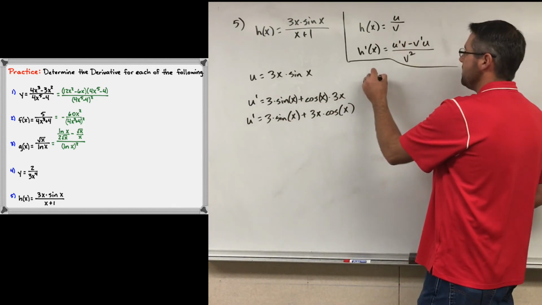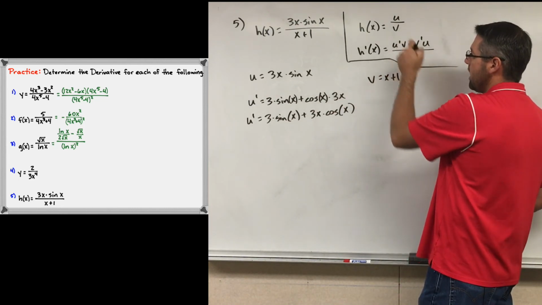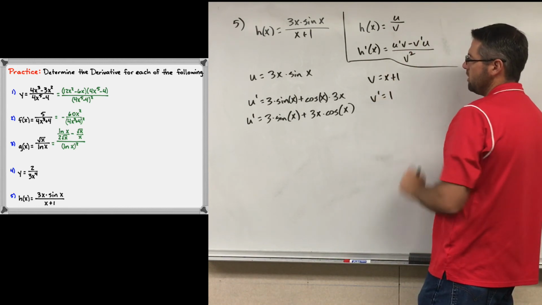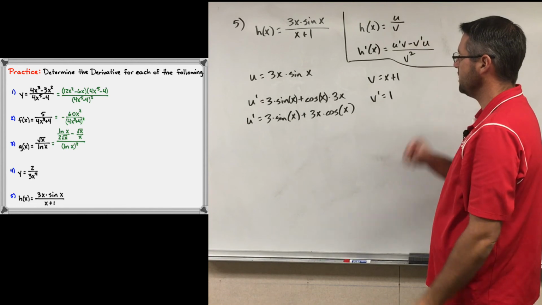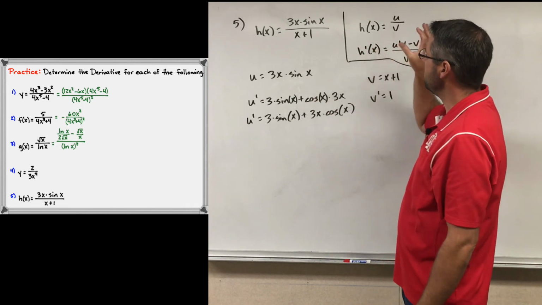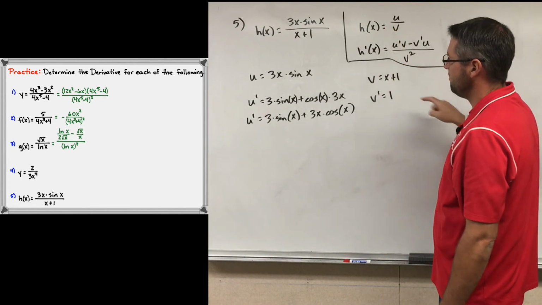Now I've got v, which is x plus 1. I also need v prime. So, well, what's the derivative of v prime? It's just 1. The derivative of x is 1. The derivative of 1 is 0. And so now I have all the pieces that I need to plug in to find my derivative.